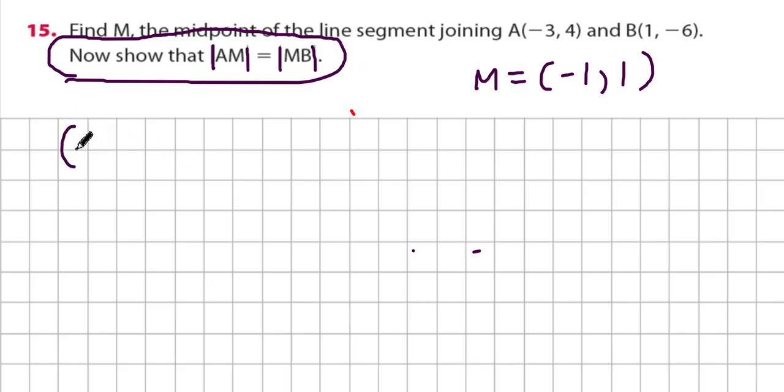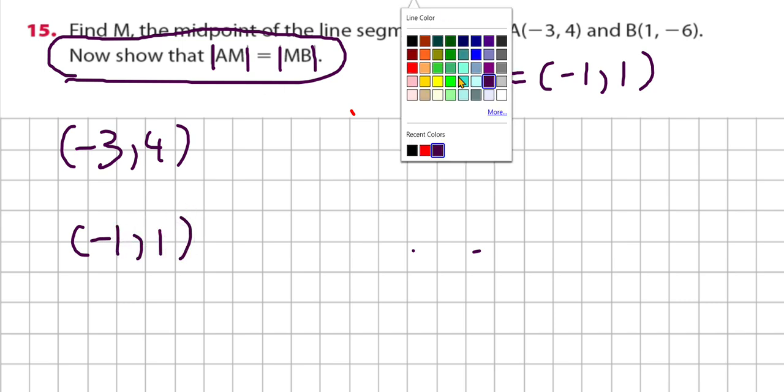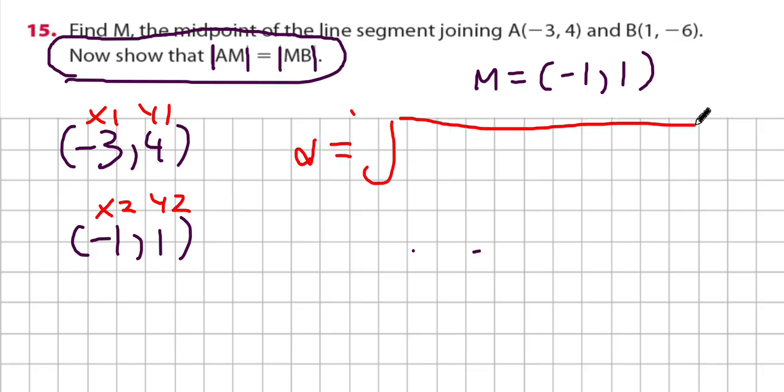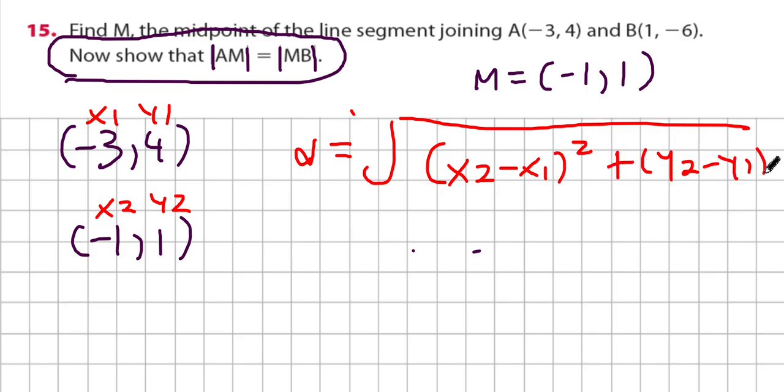So you're going to have to write down A. You're going to have to write down what M is. You're going to have to allocate them their numbers. So you can be x1, y1, you can be x2, y2. What formula do you think we're going to use? x2 minus x1. Yeah, perfect.